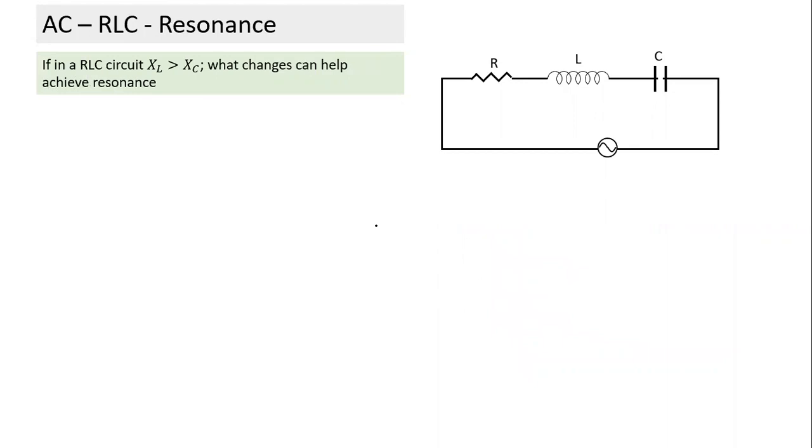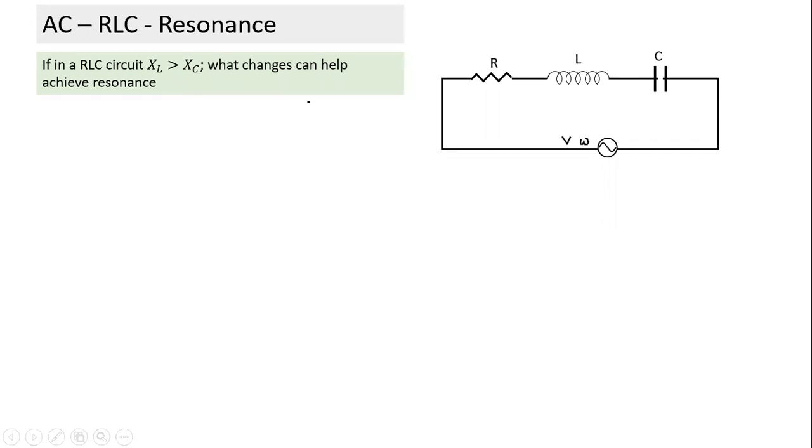Okay. We can understand one way also. Suppose a circuit is given, and in the circuit, there is a certain frequency. We apply a certain source which has frequency omega, and at this frequency, what we notice here is XL is greater than XC. Okay, so what are the changes I can possibly make to achieve resonance? Right now, if XL is not equal to XC, it means the circuit is not in resonance. So what are the ways we can achieve resonance? What are the things I can change to achieve resonance?